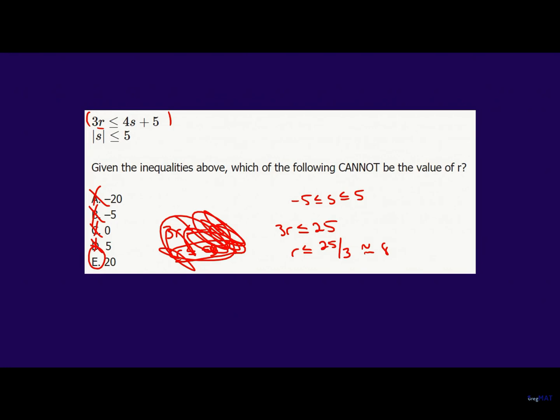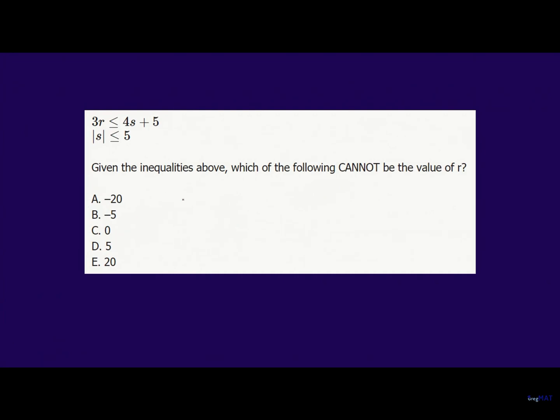I don't know if I'm confused or I'm confusing you. S should be greater than or equal to -5, right? Right, that's why right here. Okay, do you mind solving it for option A here? Put in -20 and see what happens. Okay, so let's do that.